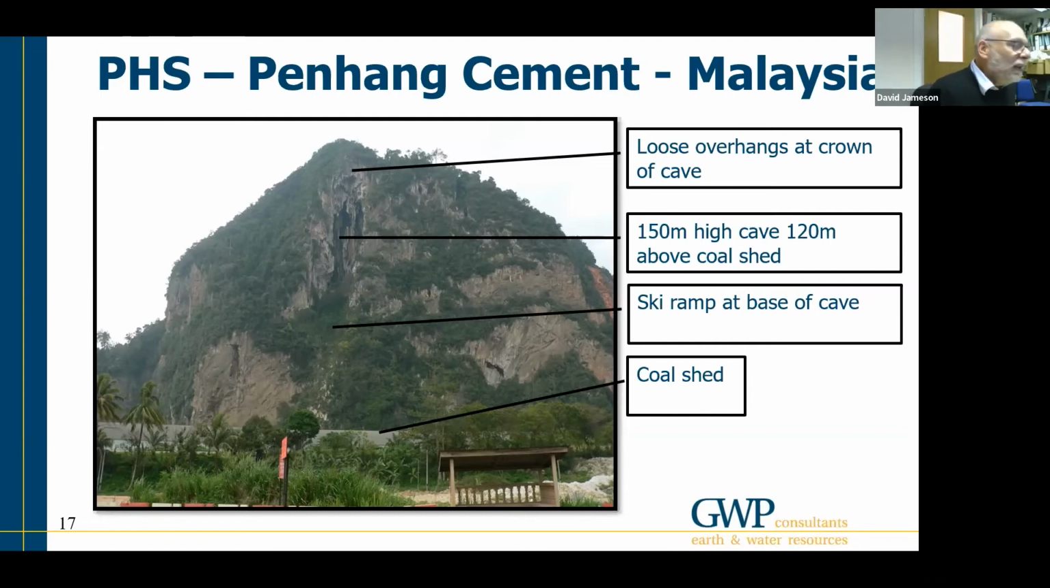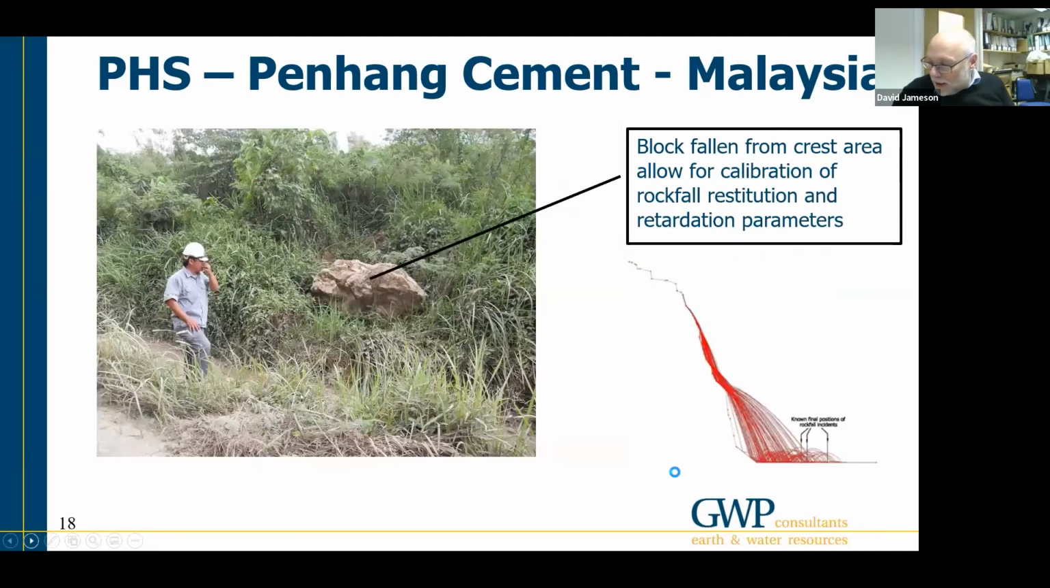So the client wanted to know what the likelihood would be of material falling from the top of the slope, because quite a lot of that cave area is overhanging and impacting on the shed at the bottom of the slope. Would he have to move the coal shed? Would he have to move his roadway between the toe of the slope and the coal shed as well? So this was an analysis that was done some time ago.